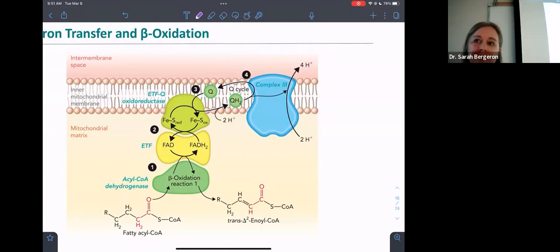That doesn't go with the complexes. It goes into the ETF-Q oxidoreductase, which ends up being almost the same as complex 2. Because where does complex 2 transition its electrons to? Q. So it's basically the same thing.